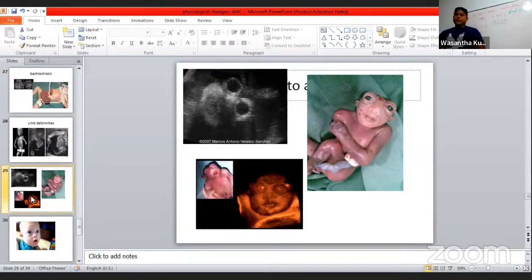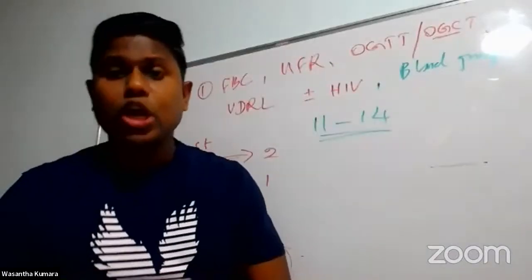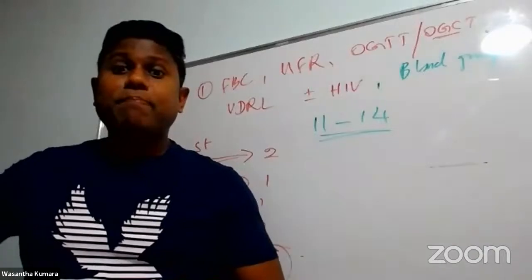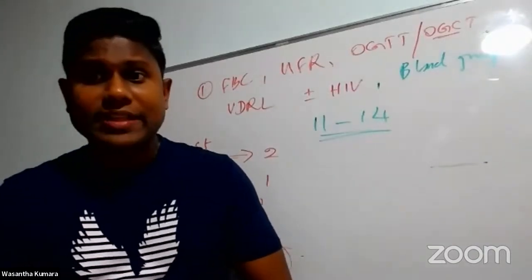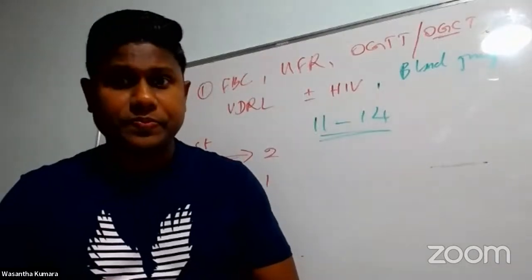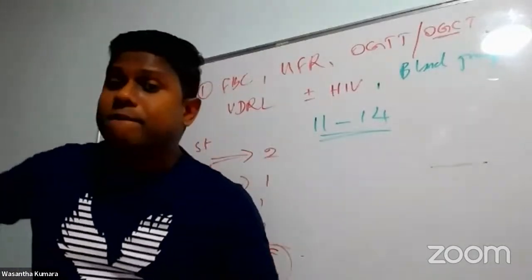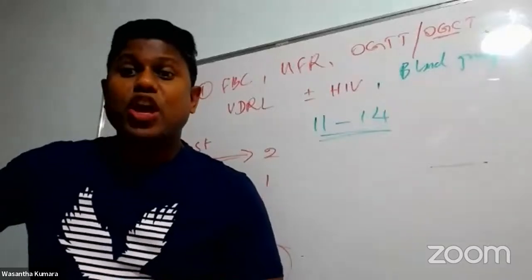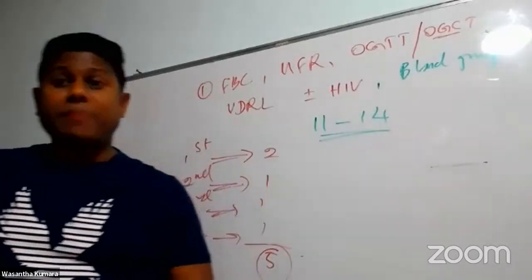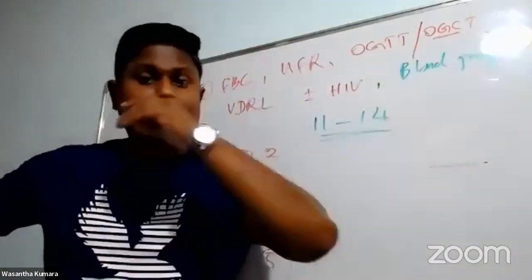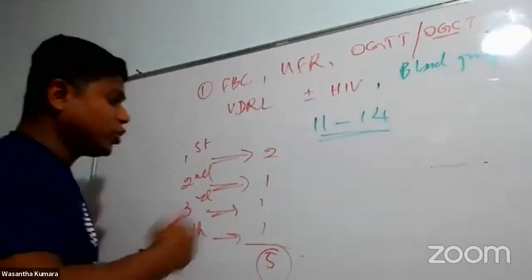Now we know what we have to do before pregnancy, in the first trimester and the second trimester. In the latter part of the second trimester, around 24 to 28 weeks, you have to do another important thing. What is that? What is the important thing that you have to do at 24 to 28 weeks? OGTT. Yes. You have to re-screen these patients for diabetes around 24 to 28 weeks.